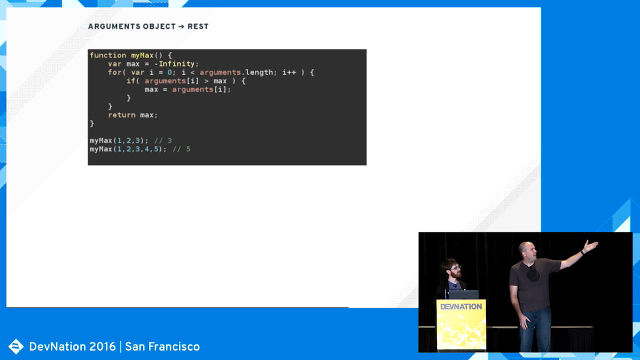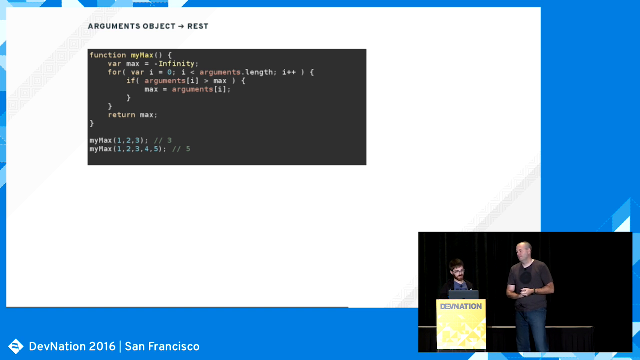So the mymax doesn't have anything in the arguments, but down here on the bottom you can see I'm passing in 2 different lists of numbers. And so I pass those in, and then I can use arguments to iterate over those and then find the max value in that. So that's how we do it in old school JavaScript.